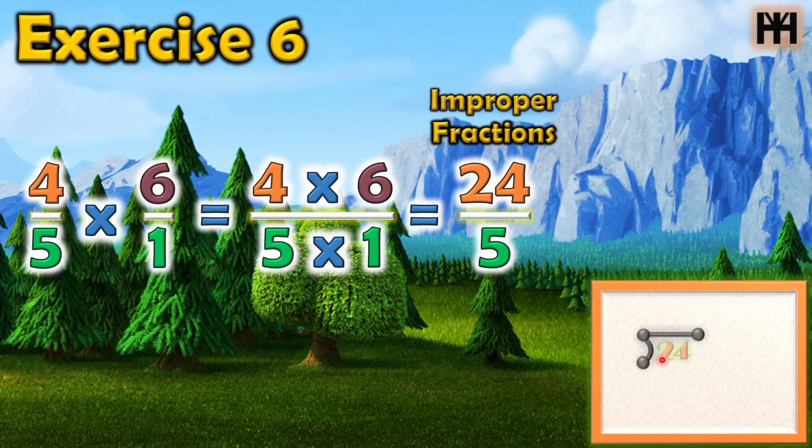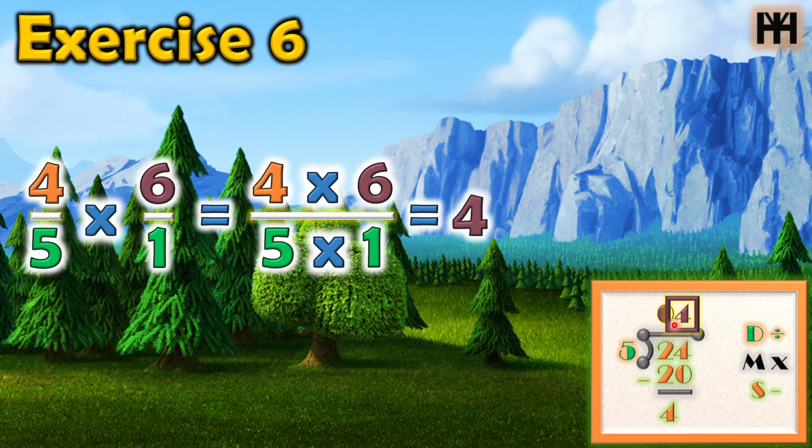Let's simplify it. So the 24 is here and the 5 is outside. Okay, how many 5s are in 2? Can't be, so write 0 here. Then, okay, remember our steps: divide, multiply, subtract, and repeat. Okay, how many 5s are in 24? Actually, it's 4, as 4 times 5 is 20. So 24 minus 20 will be 4. So here our whole number will be 4, the denominator will be 5, and the numerator will be 4.